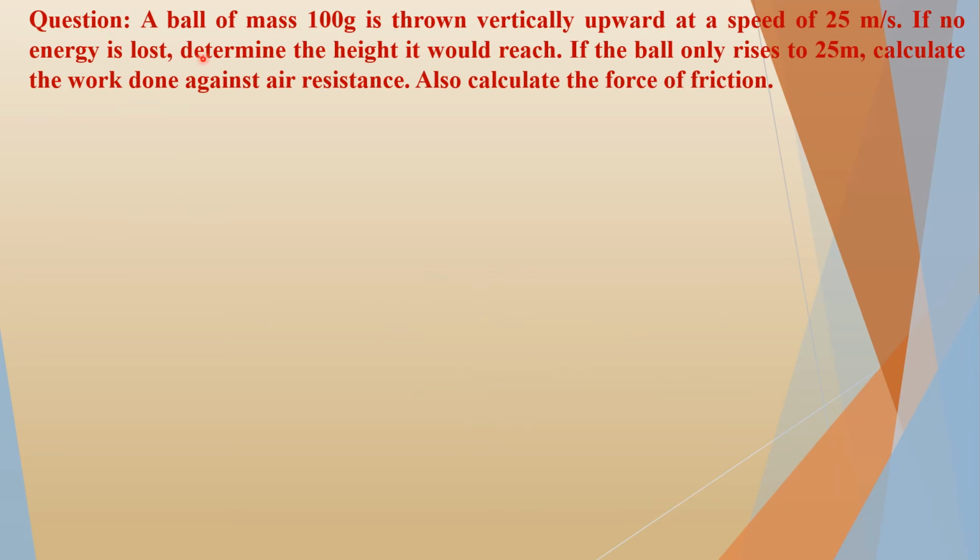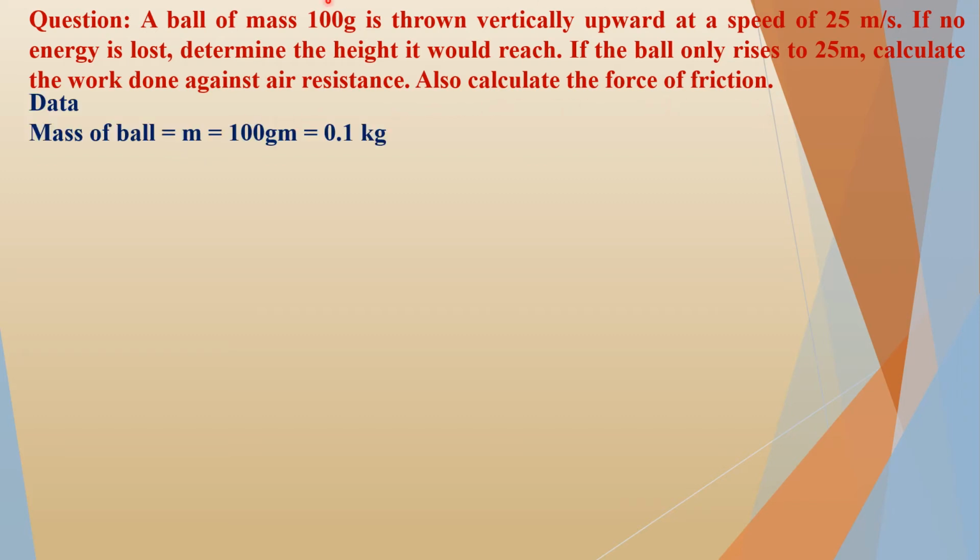Question. A ball of mass 100 gram is thrown vertically upward at a speed of 25 meters per second. If no energy is lost, determine the height it would reach. If the ball only rises to 25 meters, calculate the work done against air resistance. Also calculate the force of friction.